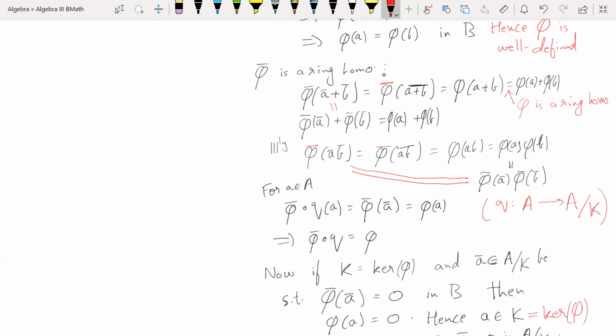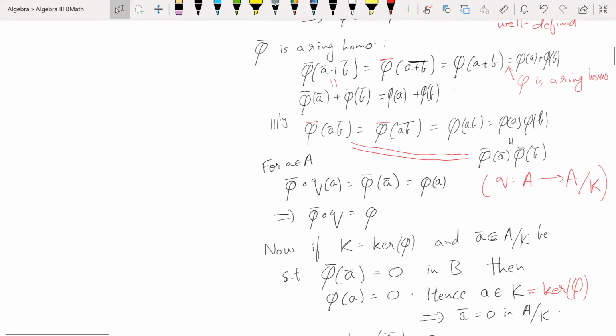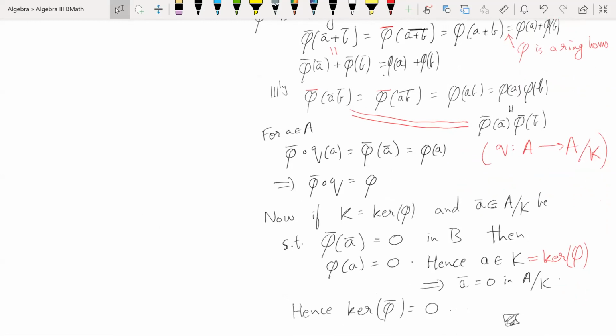So if phi of A is 0, that means A belongs to kernel of phi, which is the same as K. And if A belongs to K, that tells you that A bar is 0 in A mod K. So hence the kernel of phi bar is 0, which is another way of saying that phi bar is injective.